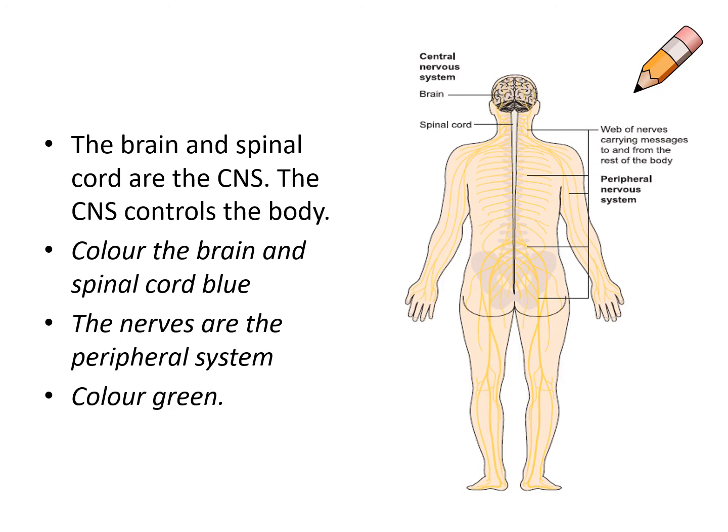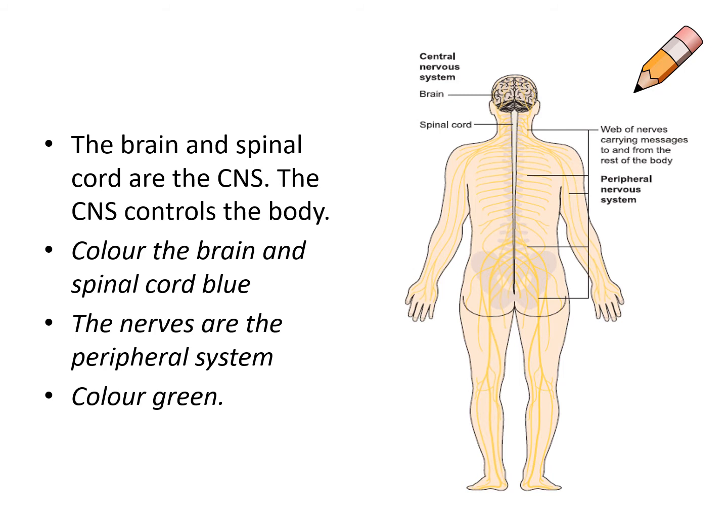The central nervous system is also known as CNS for short. It is made up of 2 parts, which are the brain and the spinal cord. You need to know that the 2 parts of the CNS are the brain and the spinal cord. Usually you would colour in the CNS blue, so you'd colour in the brain blue and the spinal cord blue.